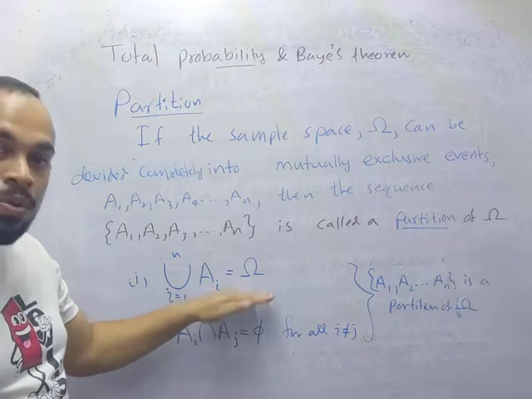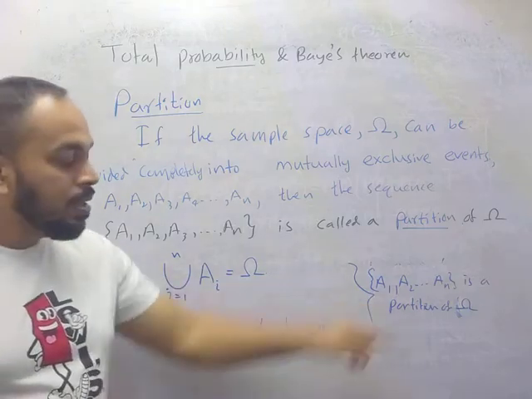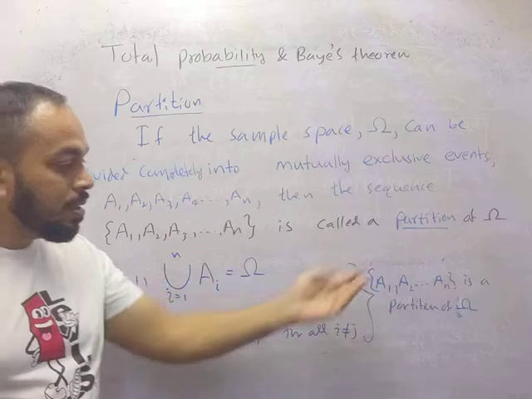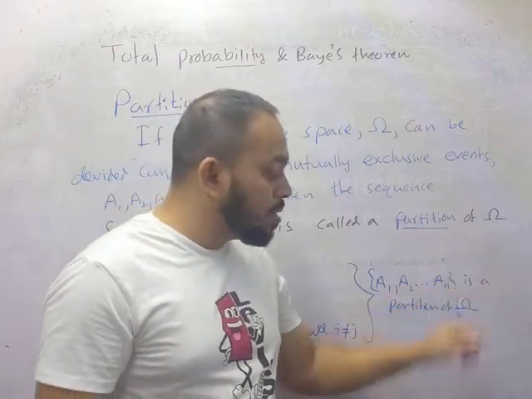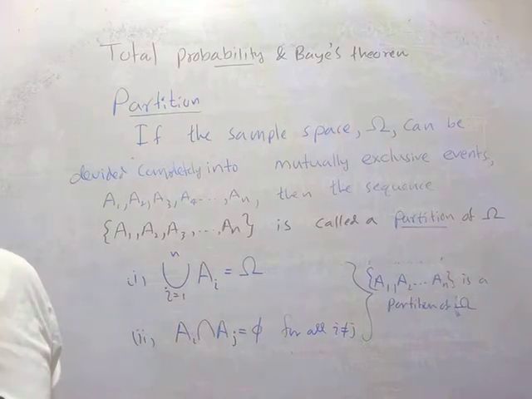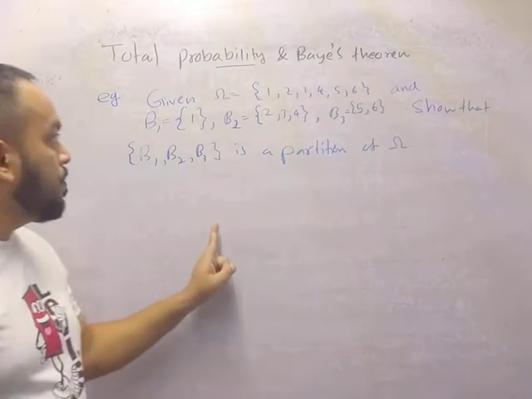This implies exhaustive events. So together, if you can divide our sample space into these types of events, then this sequence is called a partition of the sample space. So let's look at some examples now. Let's look at this example.